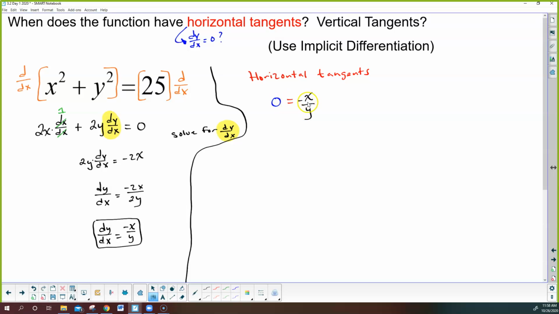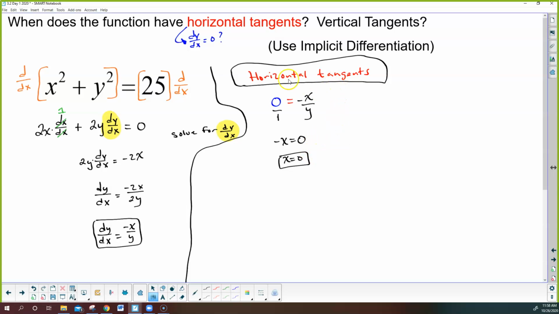Well, how do I solve this? A fraction is equal to a number. Let's make it a fraction equaling a fraction. Now you're just going to cross multiply. So 1 times negative x is negative x, and 0 times y is 0, which, here's a little hint. Anytime you're finding horizontal tangents, it's whenever the numerator is equal to 0. And in this case, if I just divide by a negative, I get x equals 0.